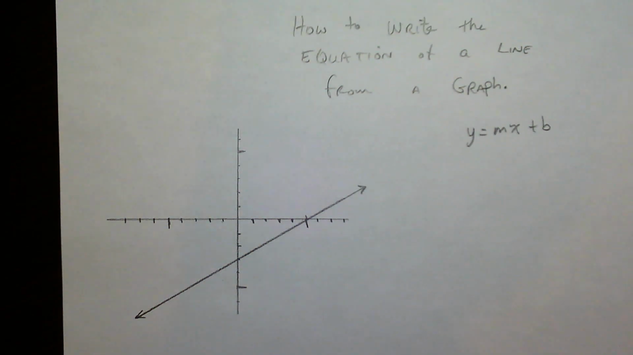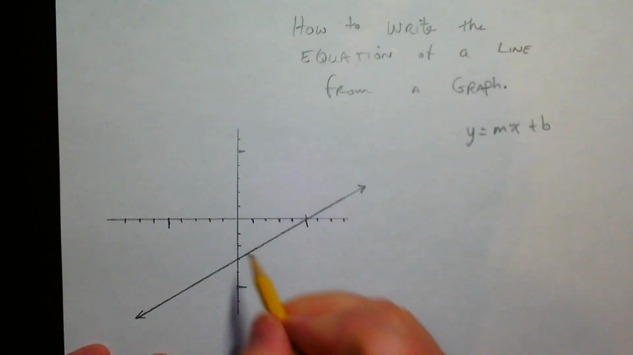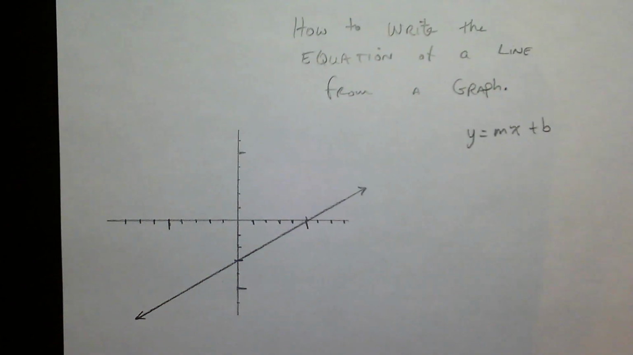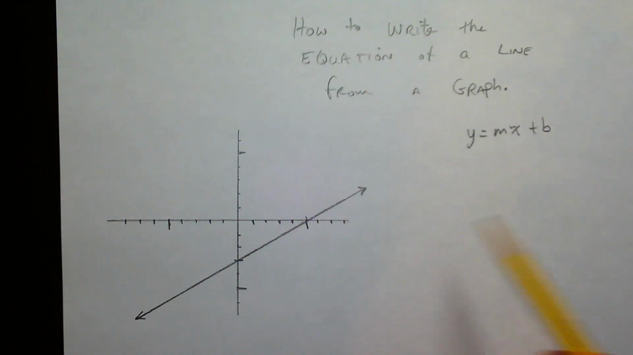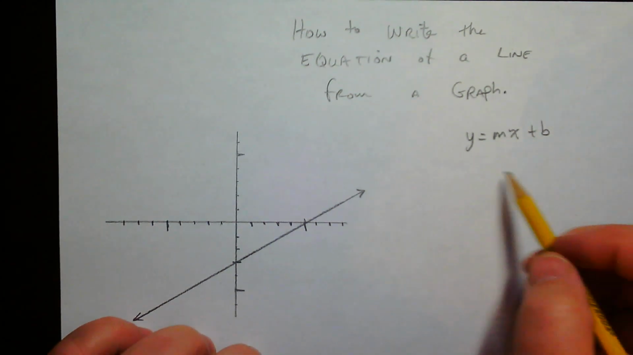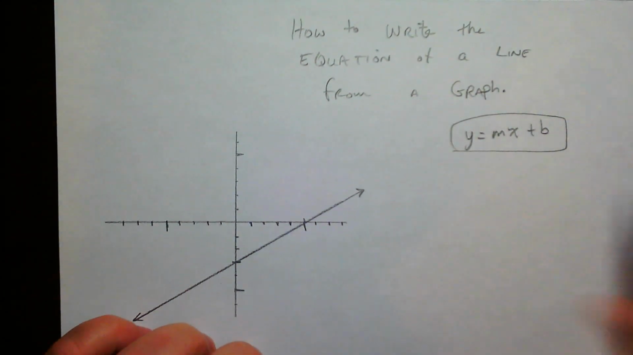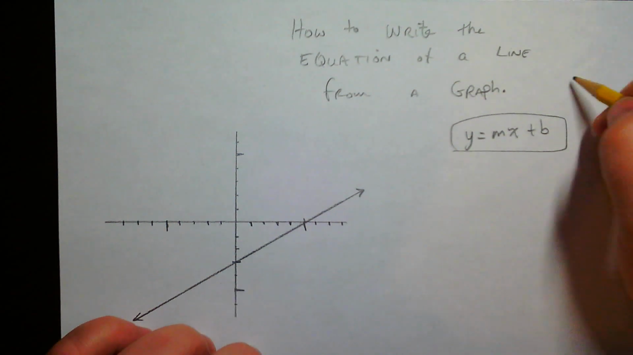Well, hello everybody. Let's talk about how you would write the equation of a line if you're given a graph. So we've got a graph right here and we're being asked, hey, what's the equation of the line that makes that? If you graph some equation, you get this. What's the equation? Well, here's the deal. Your answer is going to look like this every single time. If it's a linear equation, your answer is going to look like that.